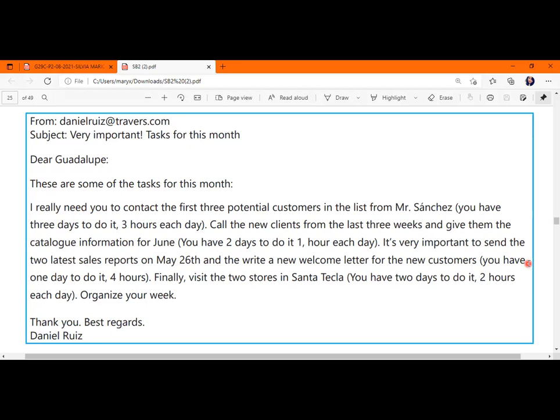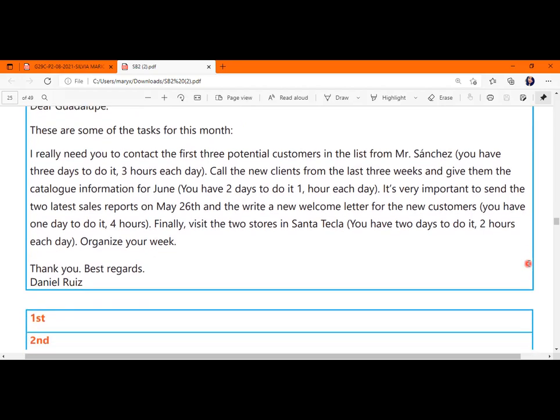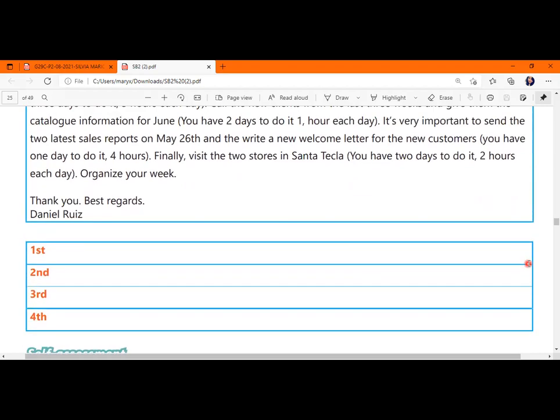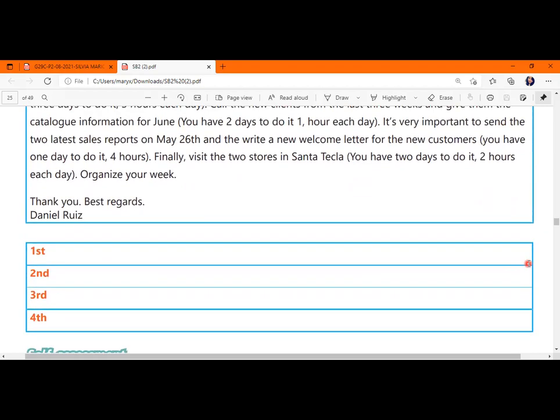Now, we have different activities that Guadalupe must do. Right? ¿Ya vieron que a ella también su jefe le dio qué hacer? So what are we going to do here? You're going to organize what is for you, first, second, third, and fourth. Okay? Acá van a leer el correo y van a organizar qué va primero para ustedes.